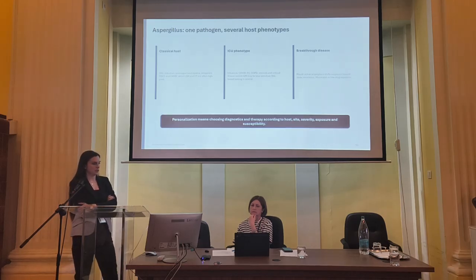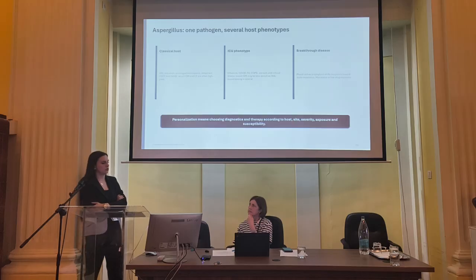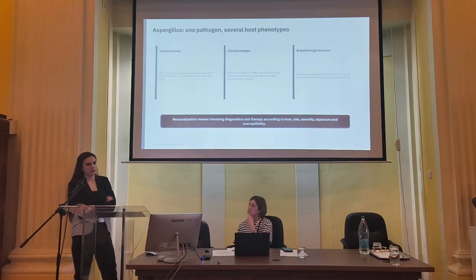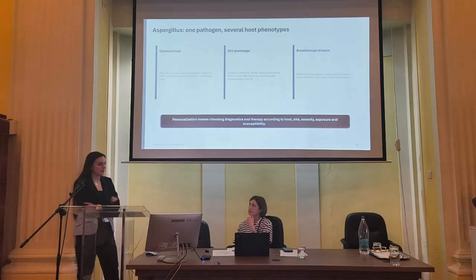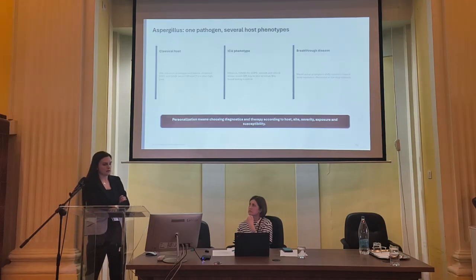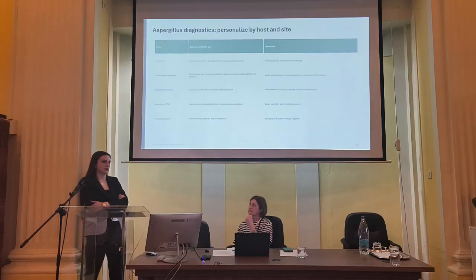For aspergillosis, we have several severe host phenotypes. Most likely it is located in the lungs, but we need to make sure that after viral infection, aspergillosis is more likely to be found in the ICU in patients after influenza or COVID-19, and in patients with COPD. So it's important to consider that the patient may have aspergillosis if you have some kind of infection in this patient that doesn't respond to antibiotics.